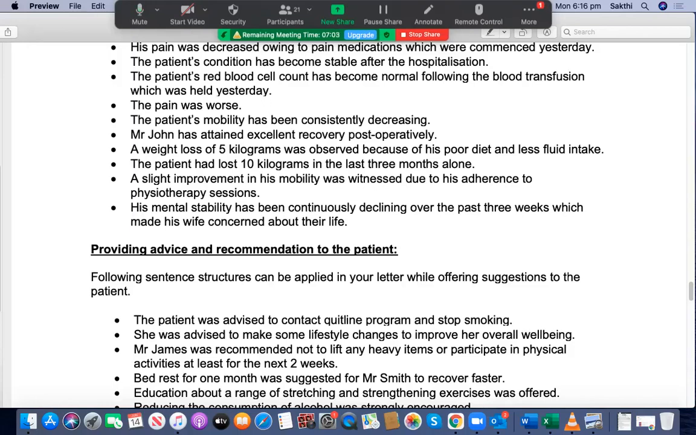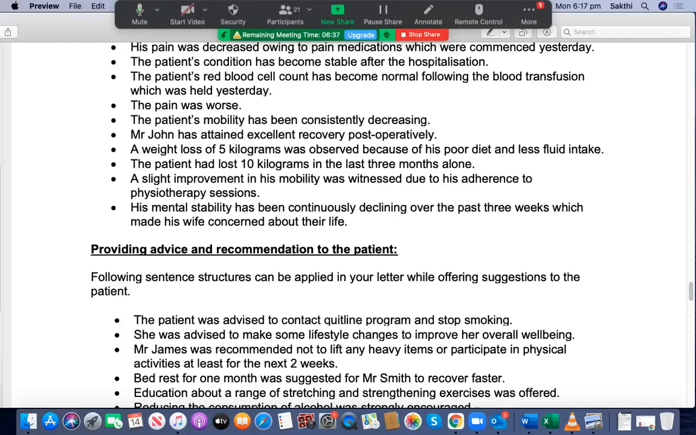Okay. So look at this, a weight loss of 5 kilograms was observed. I didn't use were, why? Although I have written 5 kilograms here. Because this verb is not indicating this noun. It is not for this noun. It is for this noun, a weight loss. A weight loss is a singular noun. So obviously was would be the correct one in the past. Was observed because of his poor diet and less fluid intake.